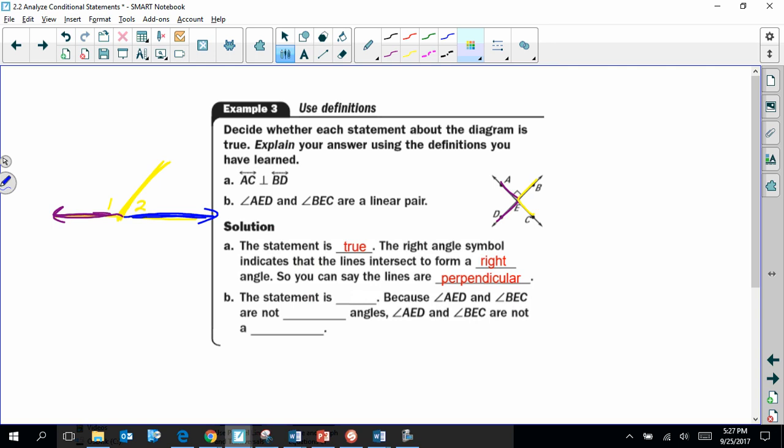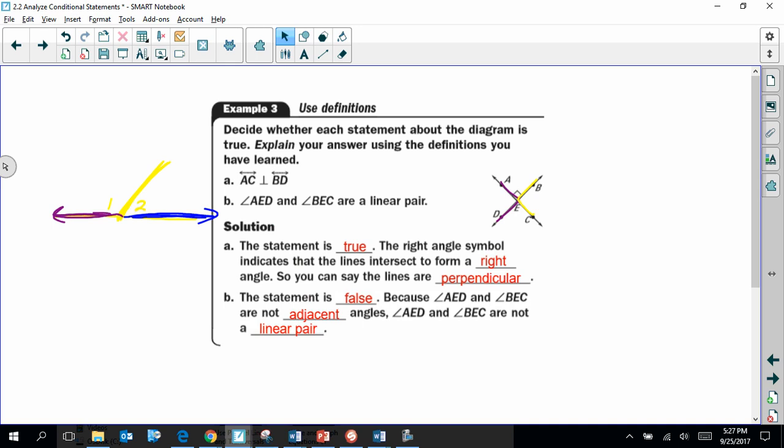They're not showing us that. First of all, they're not adjacent. Second, they don't have sides that form a line. So these are not going to be a linear pair. The best way to describe those two angles would in fact be a perpendicular line.